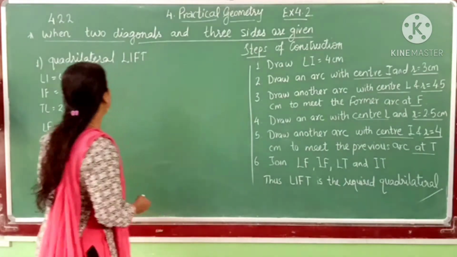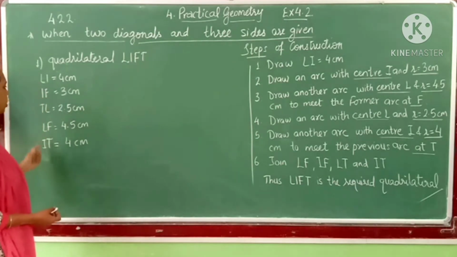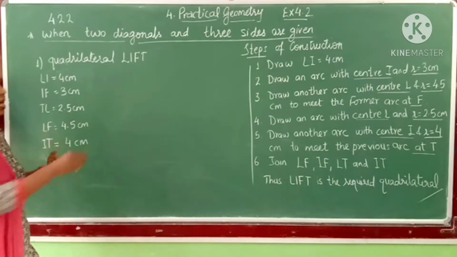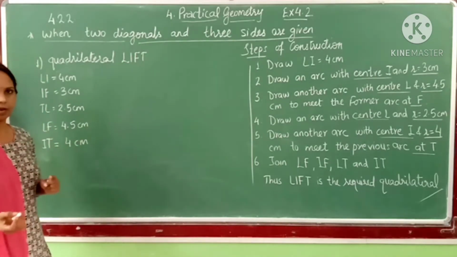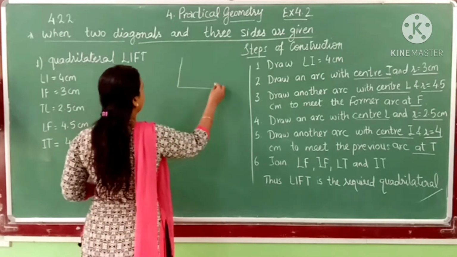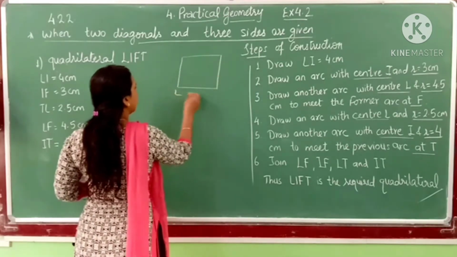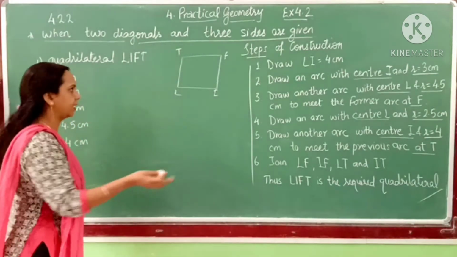4.2. Question number 1. Quadrilateral LIFT is given and here all the measurements are given, where we have 2 diagonals and 3 sides. Okay, so let us have one rough diagram. So we can have one quadrilateral like this, LIFT. Okay, only this is the rough diagram.